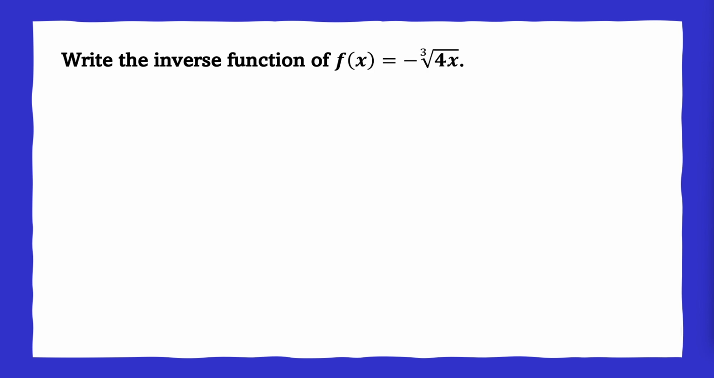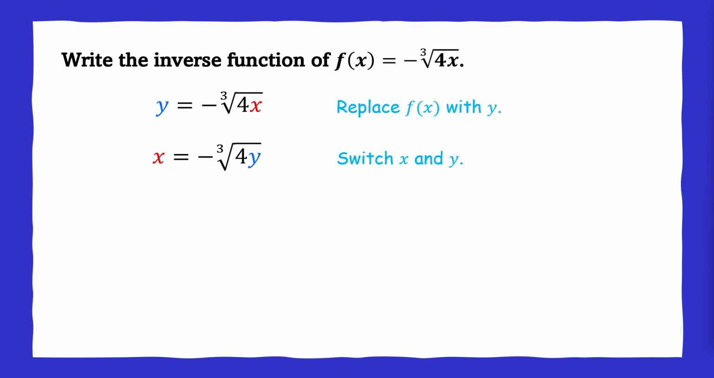An inverse function reverses the input and output of the original function. First, write the function using y in place of f of x. Then we switch x and y because we want to switch the input and output. This gives us x equals negative cube root of 4y.